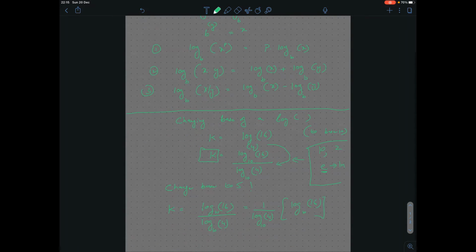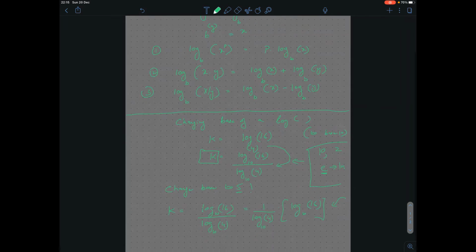So in order to change from base 4 to base 5 as we need over here, all we need to do is divide this particular side by log 5. So I'll just go to a new page and rewrite that. So we have k is equal to log 10 of 16 by log 10 of 4.